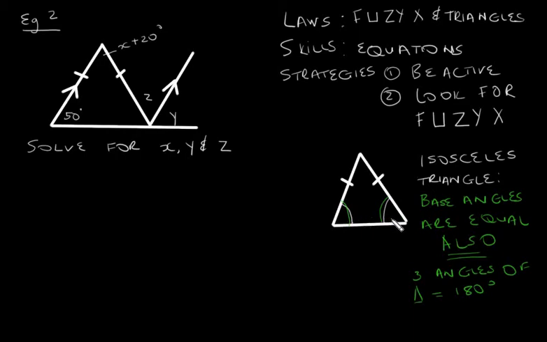But we also need to know that the three angles of a triangle add up to 180 degrees. So if this is an isosceles triangle as indicated here, it means that our base angles must be equal. So if that is 50, then this angle must also be 50. That's correct.